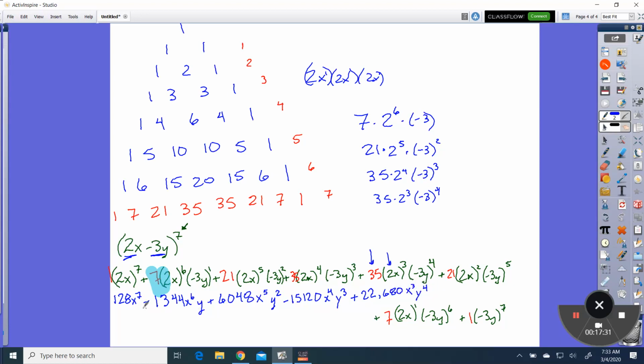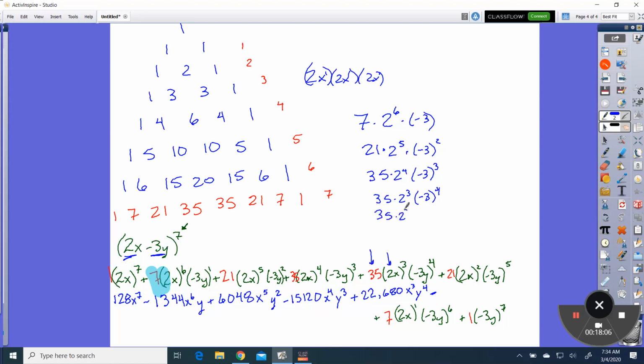So what do you notice about these signs? It goes negative, positive, negative, positive. So really, if you remember that, you don't even need to worry about the negative. You just remember the signs alternate because of the negative being squared, cubed, fourth. If your first term is positive, just like 2x in this binomial, it'll start positive.